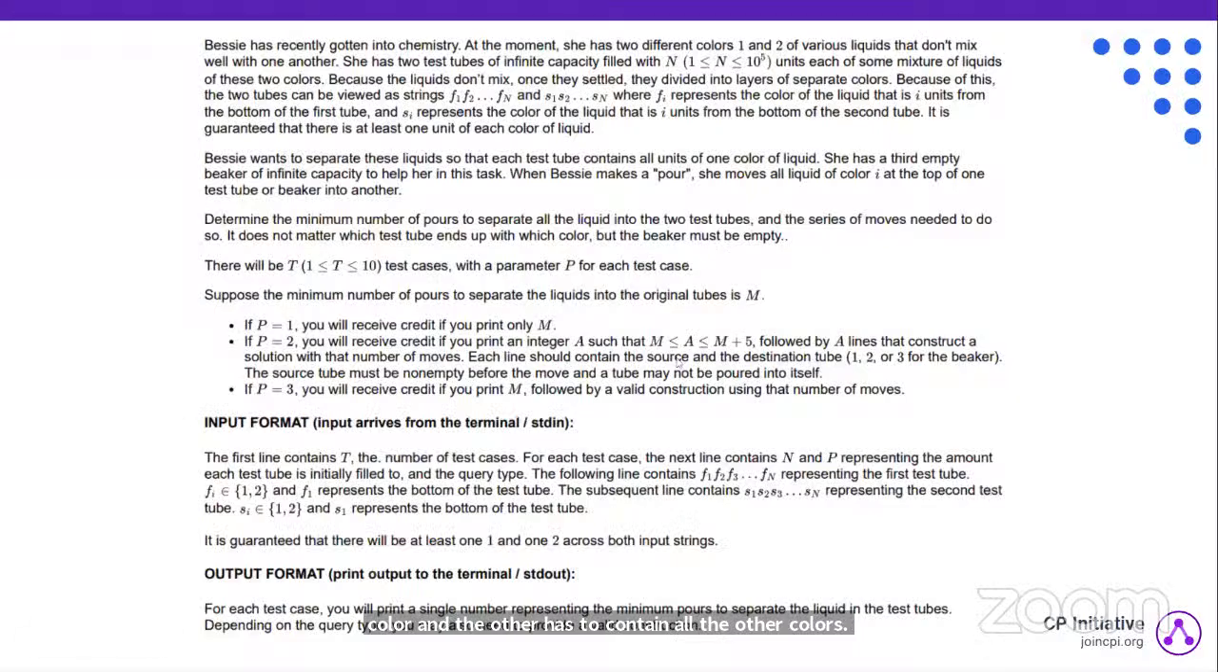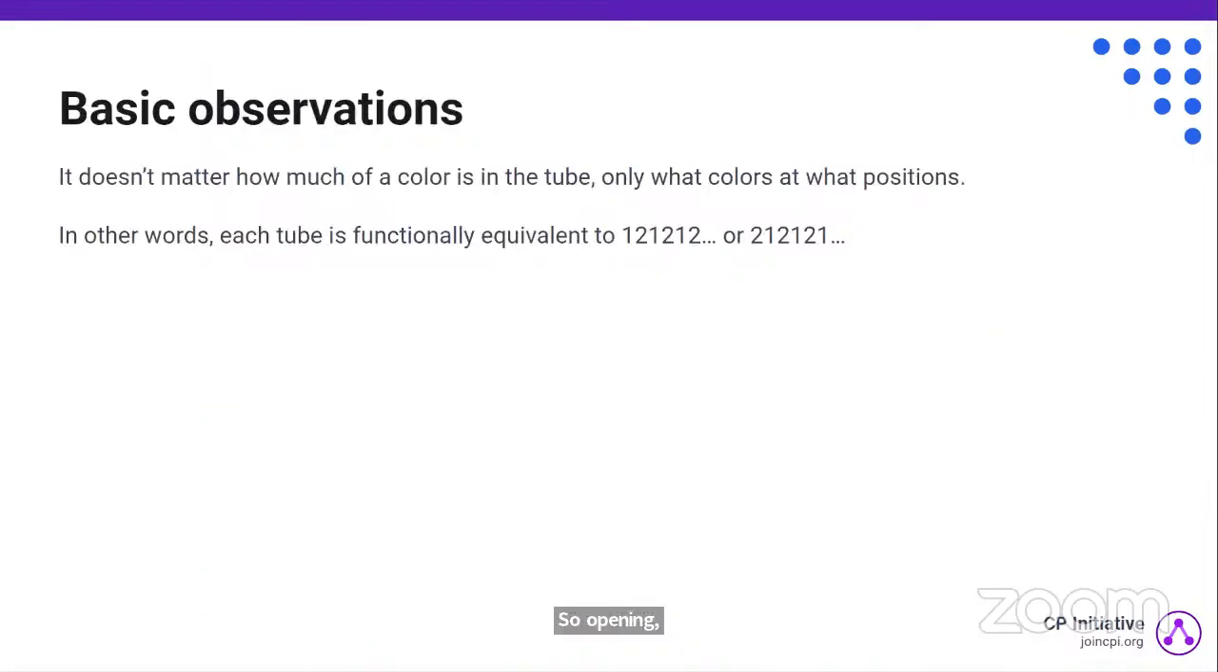And then the beaker at the end also has to be empty. And you also have to construct a solution. You have to figure out the exact sequence of moves. Obviously, in most cases, there are going to be multiple possible sequences, so outputting any one is fine. Yeah, let's just jump into the solution right away. We are running a bit low on time.